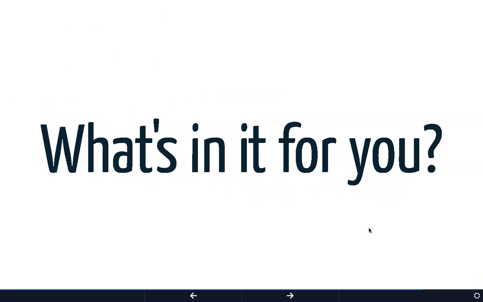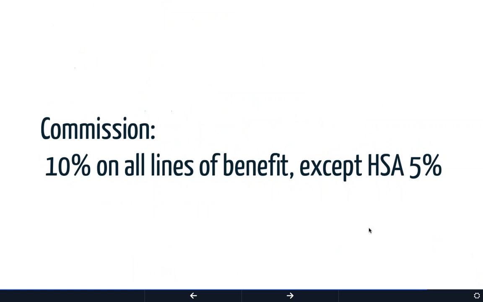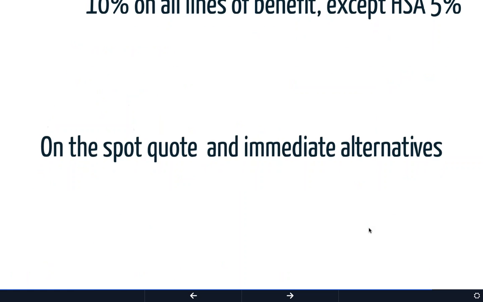What's in it for you? Well, let's talk about commissions. You're not a charity, presumably, so you want to make commissions. Quite simple. 10% commission on all lines of benefit except for the healthcare spending account, and that's set at a 5% commission level. And the other thing that's available to you is on-the-spot quotes and immediate alternatives.